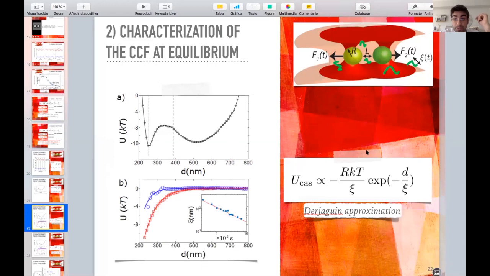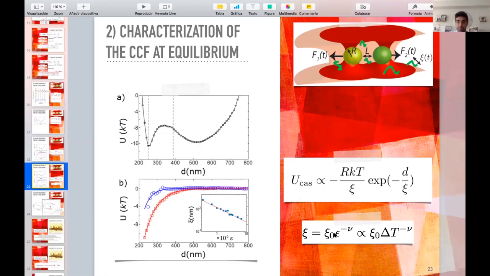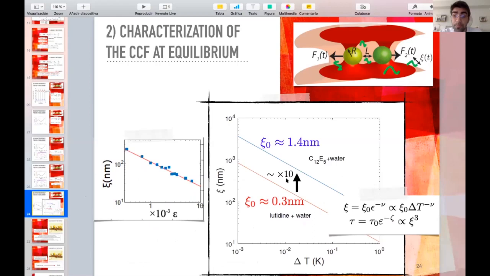So as you see, for two different temperatures, we have two different Casimir potentials, and we are able to extract the correlation length of the bath from this experimental data and analyze how it evolves with the distance to the criticality. So focus still on that, remembering that this is following a power law with the static exponent here. We are able to compare our results with lutidine-water, that is a usual sample in this business to observe the critical Casimir forces. And it has an intrinsic correlation length of less than half a nanometer.